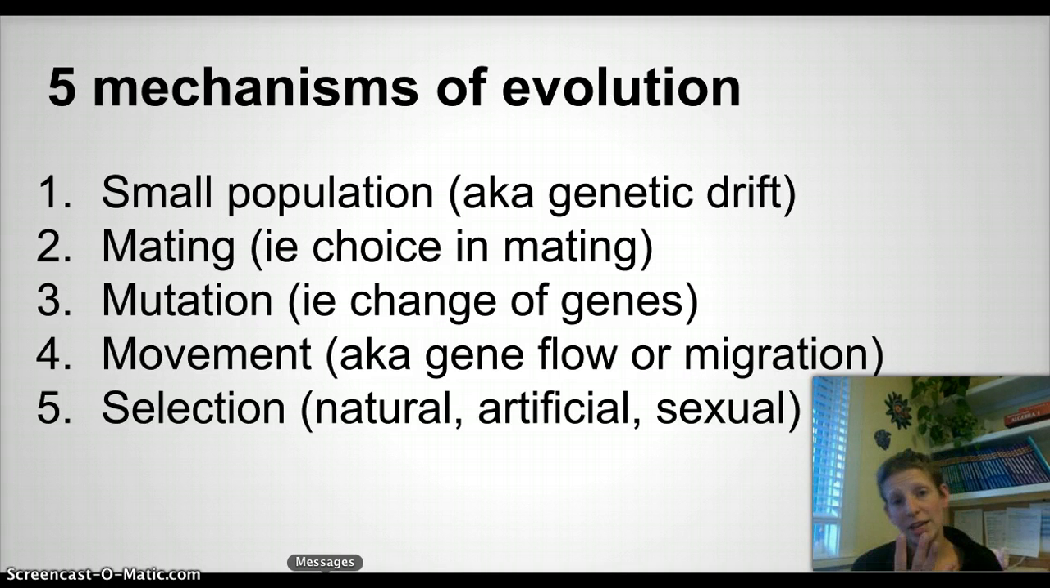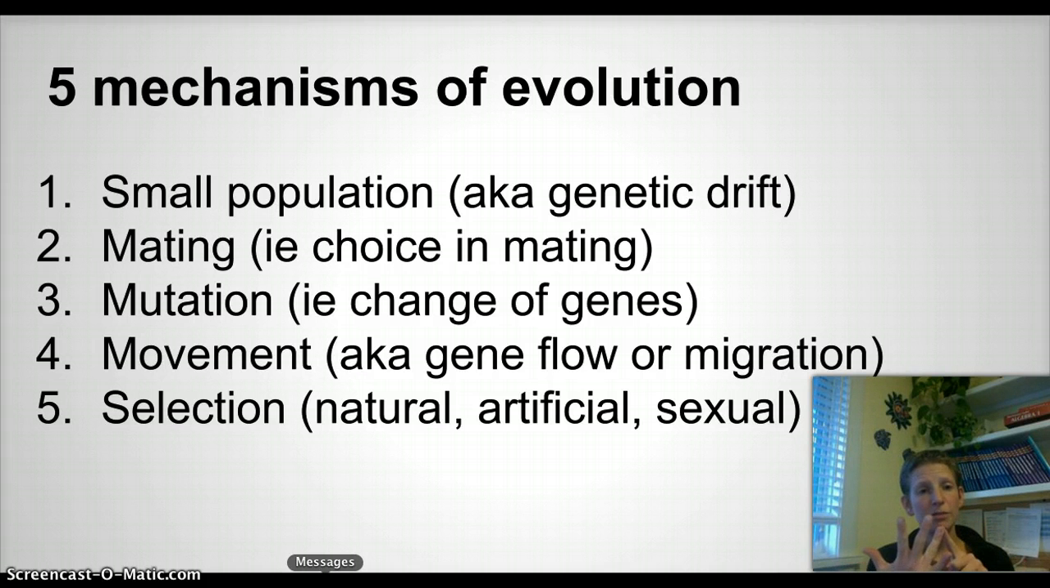remembering with your hand. So if you look at your hand and you start with your pinky, we can think of the first mechanism of evolution as being small, like our pinky, when there is a small population. We learned that that's often caused by genetic drift. When there's a small population, by chance, then that will cause a difference in the gene pool makeup, and that will lead to evolution.